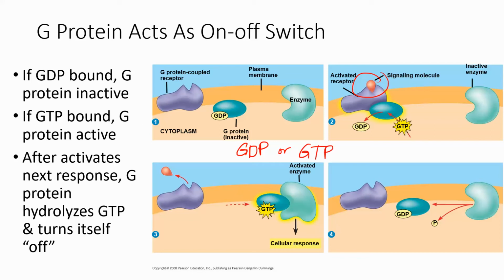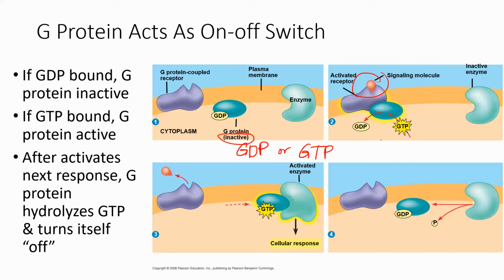GTP is guanosine triphosphate, a very similar molecule to ATP. It can actually be used to transfer energy, and in this case it's used as an on-off switch for a G protein. When a G protein has a GDP bound, remember GDP has only two phosphates, it's going to have lower energy, just like ADP has lower energy than ATP. You can think of that as the off switch. So if a G protein has GDP bound to it, it is not active.